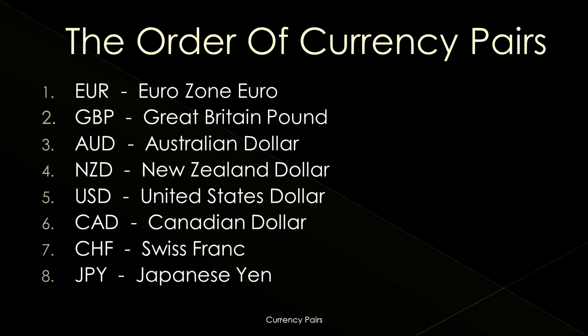The order of currency pairs. We have the following order in which currency pairs are named and articulated. The first being the euro, then the Great British Pound, Australian dollar, New Zealand dollar, United States dollar, Canadian dollar, Swiss franc, and the Japanese yen.